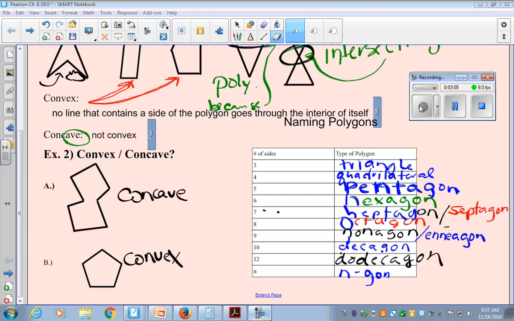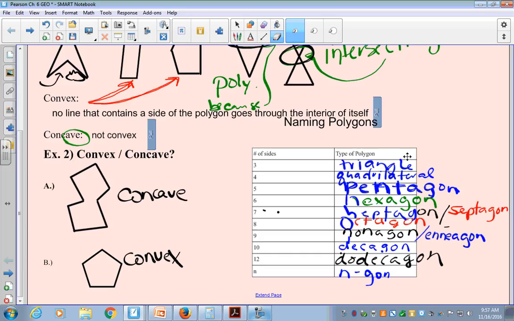Okay, so let's take a moment and talk about the types of polygons. A three-sided polygon is a triangle. Four-sided is a quadrilateral. Five-sided is a pentagon. Six-sided is a hexagon. Seven-sided has two names: heptagon or septagon. Eight-sided is an octagon. Nine-sided is a nonagon or an enneagon. Ten is a decagon. Twelve is a dodecagon. And N is an n-gon. When it gets big, you can just say 99-gon, 111-gon. We just start cheating when it gets big.